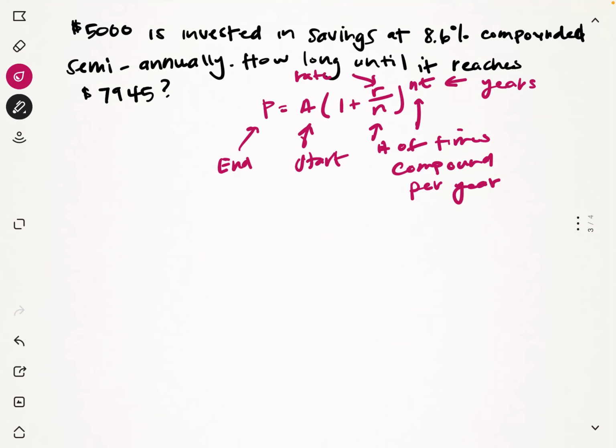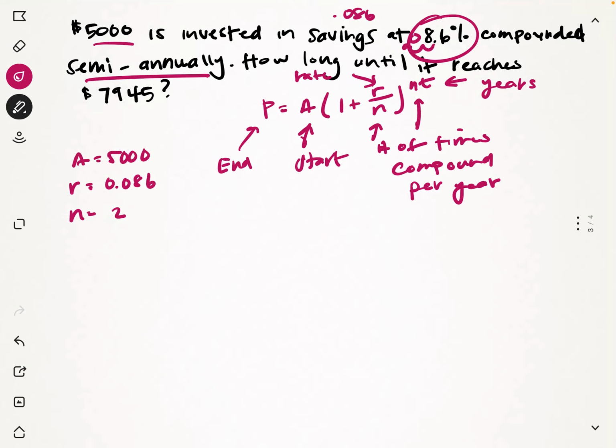All right, so it says that we have 8% interest. We need to make sure that we make that a decimal. So we're going to move the decimal place over twice. So that's 0.08 as a decimal. It's semi-annually, meaning twice a year, so we know that our n is 2. Our rate is 0.08. It says 5,000 is invested, so that would be our starting amount. It's also giving us our end amount.